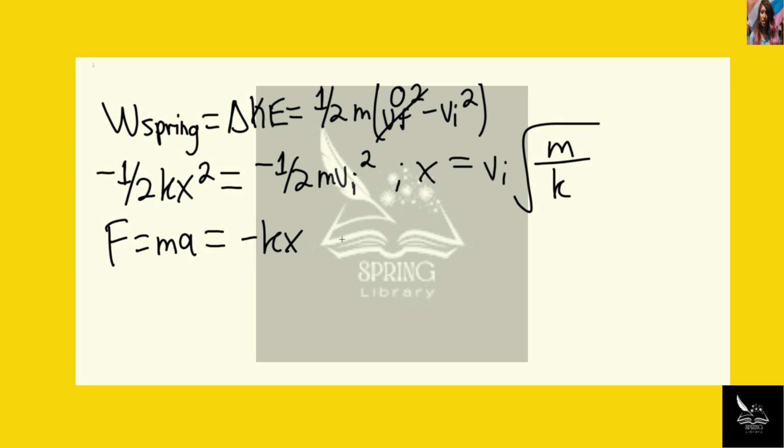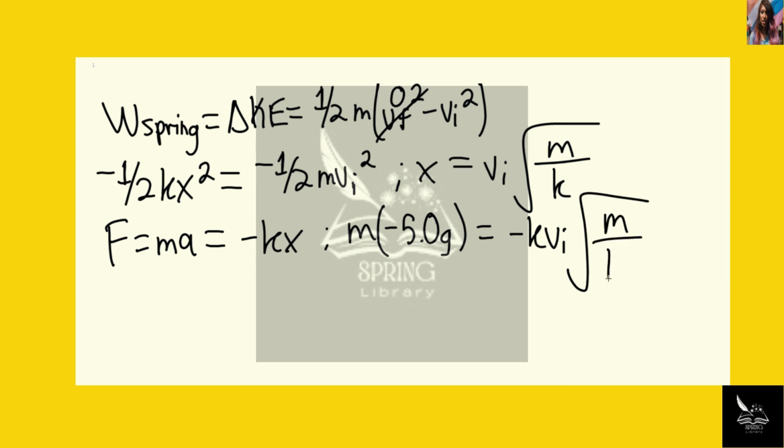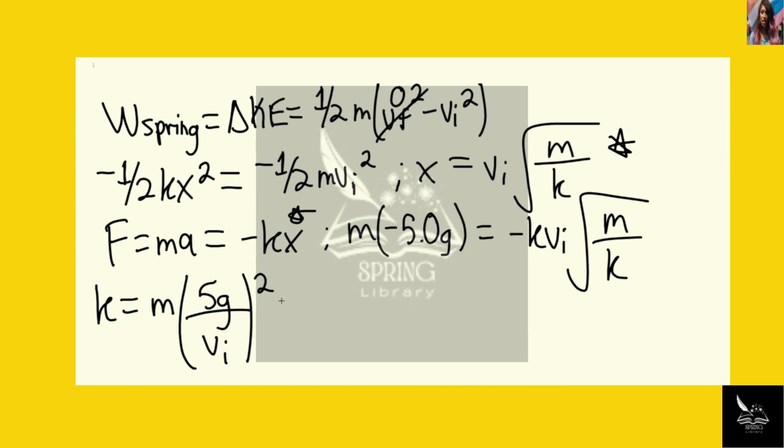And here we can say that mass times negative 5.0 g is going to be equal to negative k times v initial times the square root of m over k. So here we're substituting negative 5 times the acceleration due to gravity for the acceleration. And then for x, here we're substituting this equation here. And then at that point, we can solve for k, and k is going to equal m times 5g divided by v initial quantity squared, and we can solve.